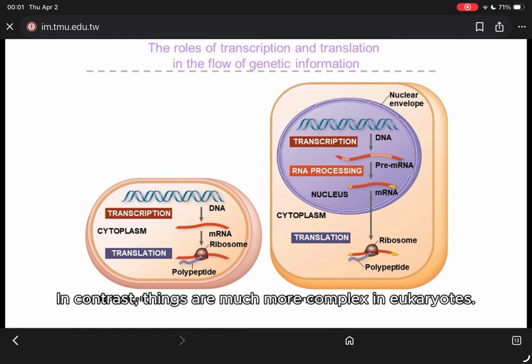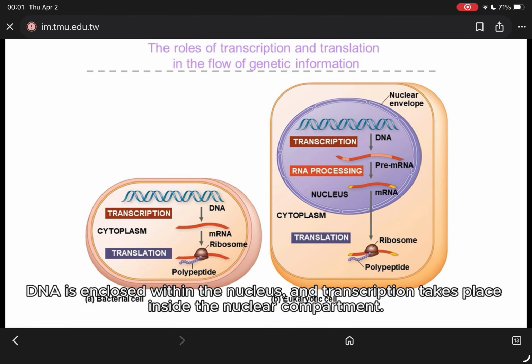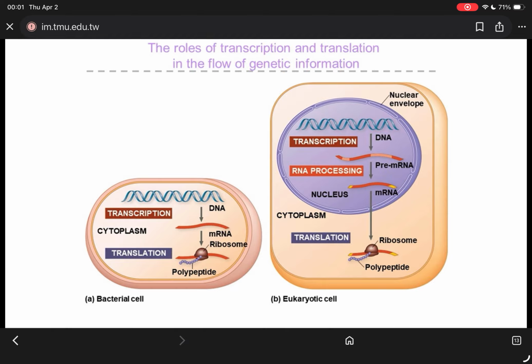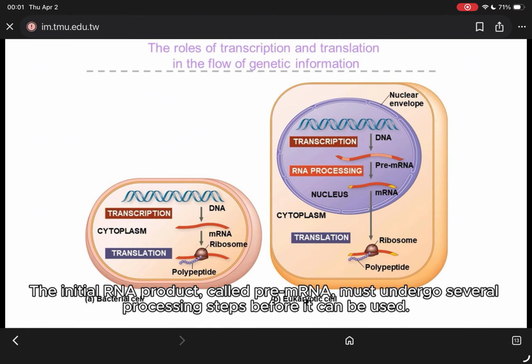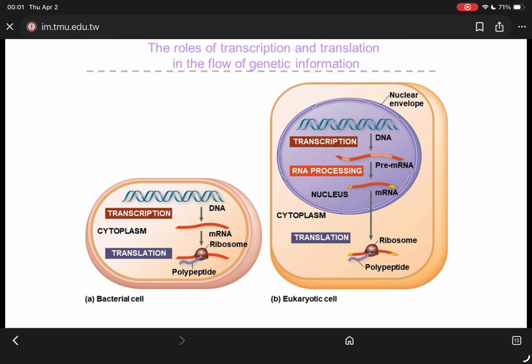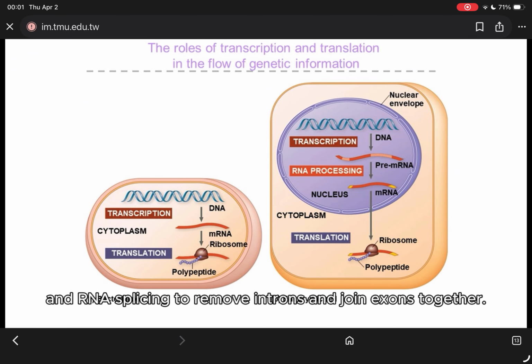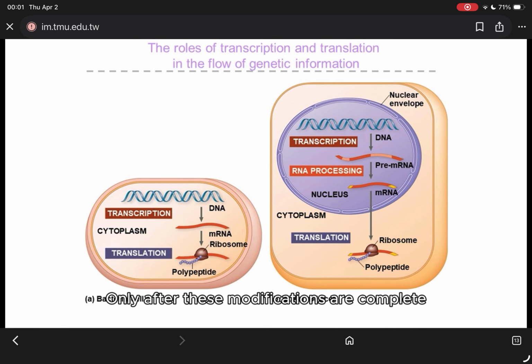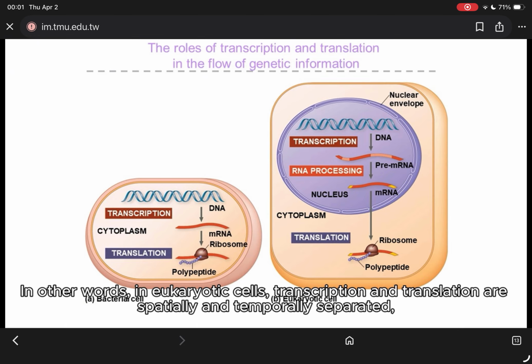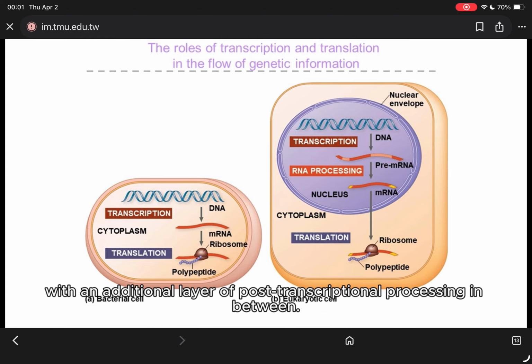In contrast, things are much more complex in eukaryotes. Here, DNA is enclosed within the nucleus, and transcription takes place inside the nuclear compartment. The initial RNA product, called pre-mRNA, must undergo several processing steps before it can be used. These include the addition of a 5' cap, a 3' poly A tail, and RNA splicing to remove introns and join exons together. Only after these modifications are complete does the mature mRNA exit the nucleus and enter the cytoplasm for translation. In other words, in eukaryotic cells, transcription and translation are spatially and temporally separated, with an additional layer of post-transcriptional processing in between.